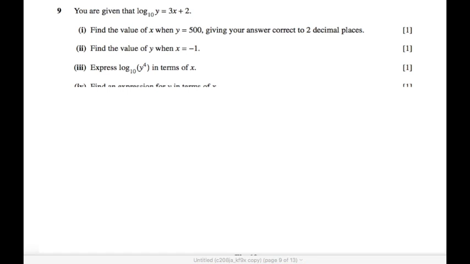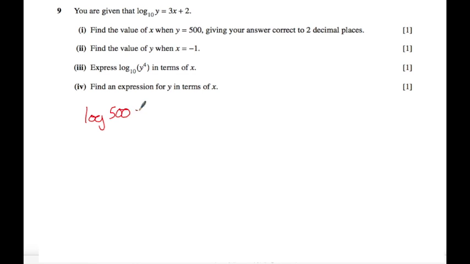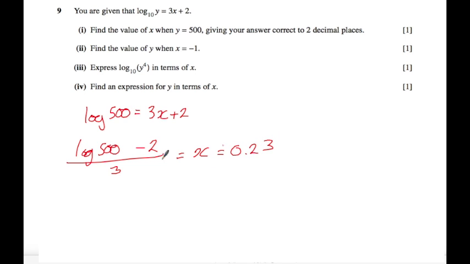Find the value of x when y is 500. So when y is 500, that's going to be log 500 equals 3x plus 2. And now we've got to make x the subject, really. So we can do log 500 minus 2, divided by 3. That looks suspiciously easy to me. I guess it's only 1 mark though. So log 500 minus 2 over 3, to 2 decimal places, is 0.23. It's all in my calculator.